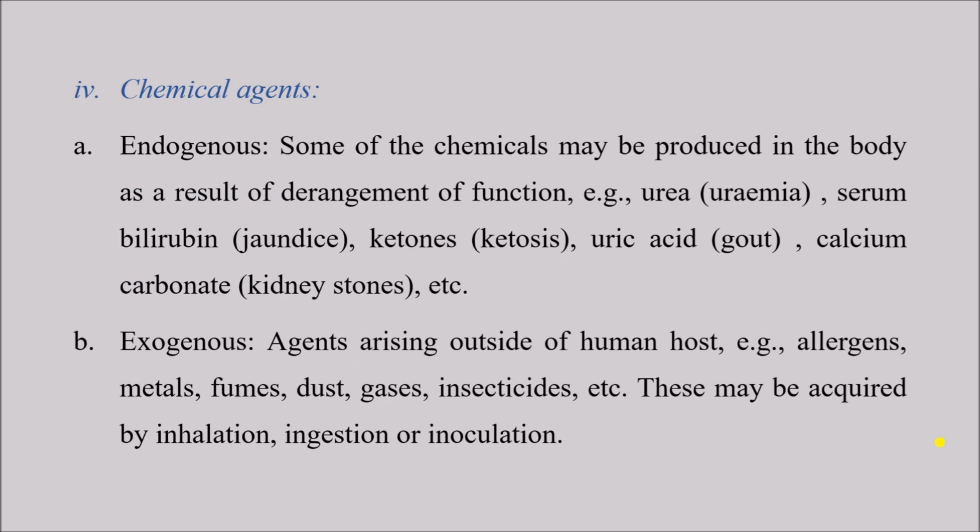Coming to chemical agents, that can be endogenous or exogenous. Some of the chemicals are produced in the body, and they can result in derangement of function. For example, if there is excess of urea, it can lead to uremia. Bilirubin increase leads to jaundice, hyperbilirubinemia, and excess of ketone leading to ketosis. If there is excess of uric acid, it is hyperuricemia leading to gout.